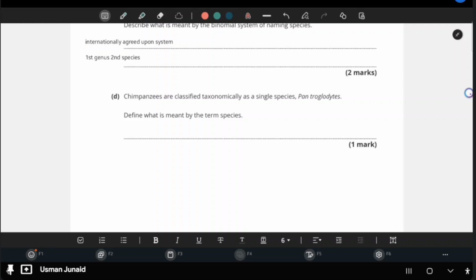So chimpanzees are classified taxonomically as a single species, Pan troglodytes. Define what is meant by the term species. What is meant by the term species? A species is a group of organisms that can reproduce and have offspring.